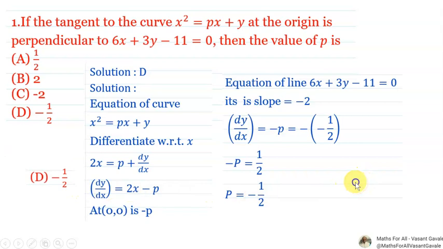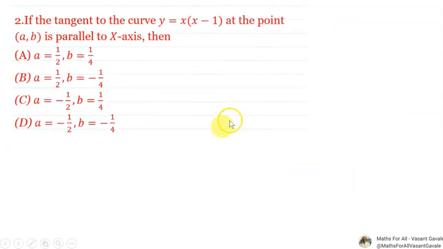Easy example है. Next example, if the tangent to the curve y is equals to x in bracket x minus 1 at the point A, B is parallel to x-axis. मग tangent ही कशी आहे तर x-axis ला parallel आहे. Therefore, its slope is 0.